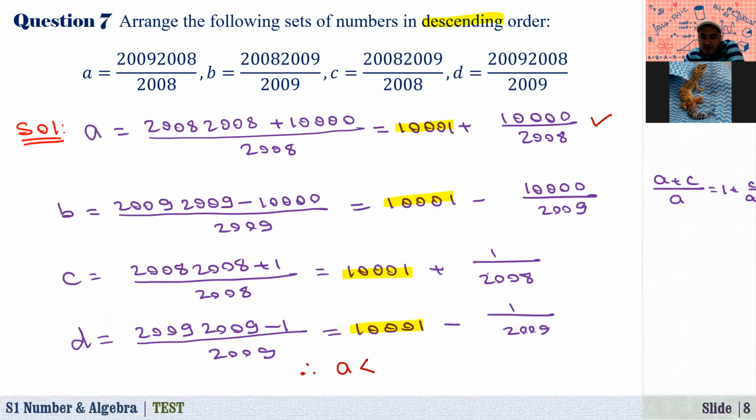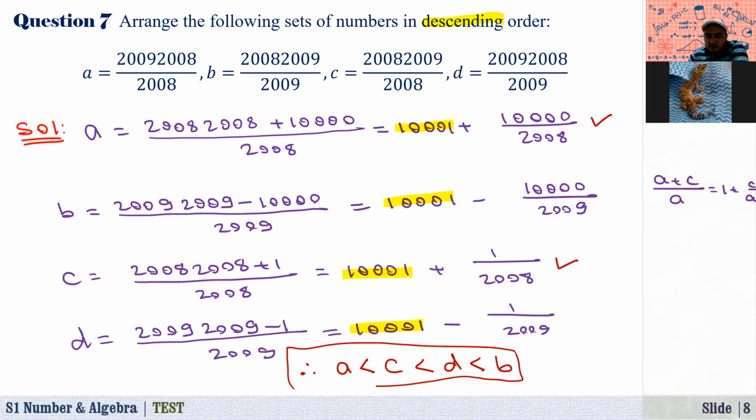Now, how about C? Here we have C, right? We are adding 1 over 2008 to 10,001. So C is the second biggest. Now, if you compare B and D, right? Here we have minus 10,000 over 2009. But in D, we are subtracting 1 over 2009. In D, we are subtracting a very small number from 10,001. But in B, we are subtracting a big number from 10,001. So D is the third biggest, and smallest of all of these numbers is B. So we have arranged these numbers in descending order.